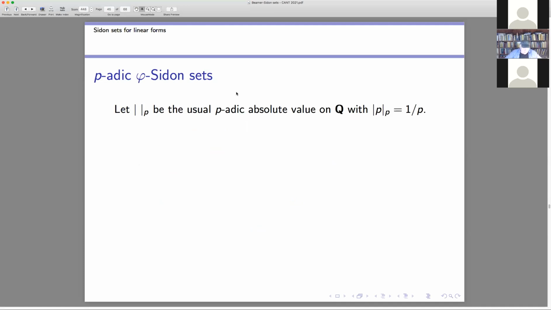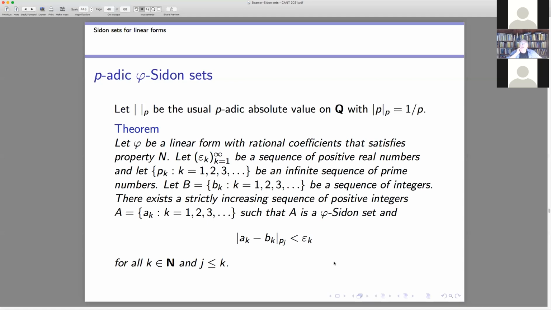absolute values. So if you take your favorite absolute value, mine's the p-adics. So suppose this is the usual p-adic absolute value on the rationals, so that it doesn't matter how it's normed, but the absolute value of p is 1 over p. You have the following theorem. So phi is a linear form with rational coefficients that satisfies this property N.